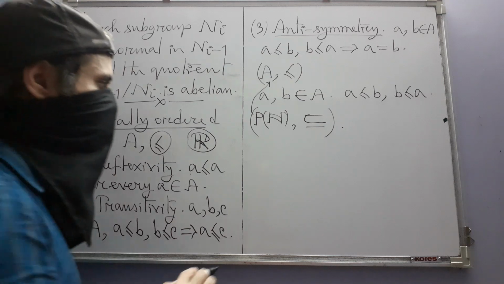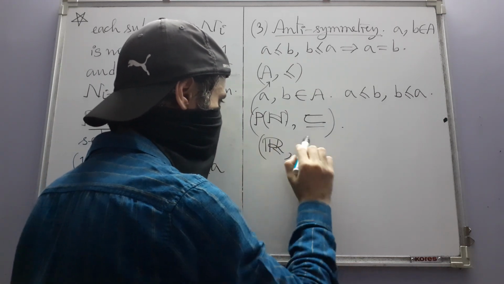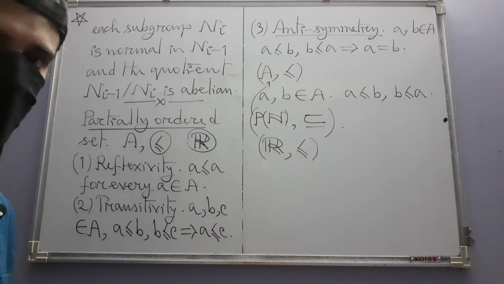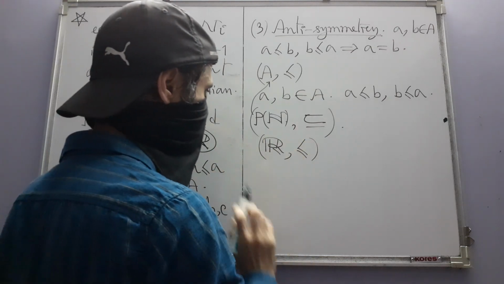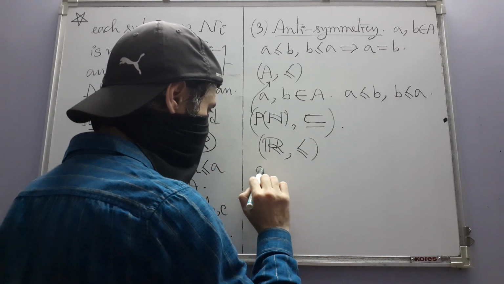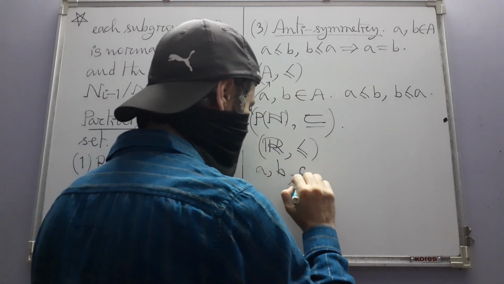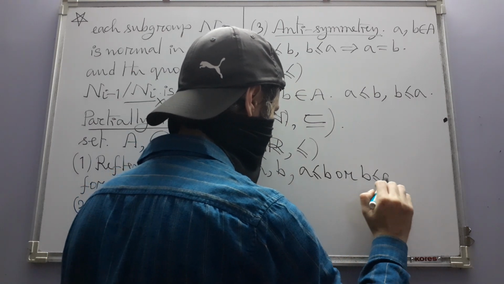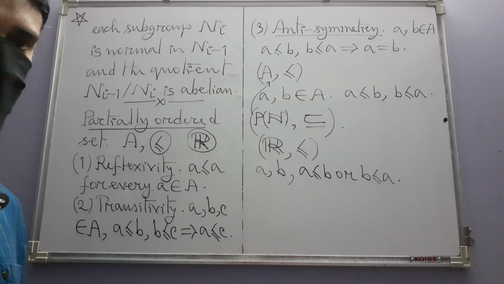In a similar manner, the ordinary set of real numbers along with this ordinary order relation is also a partially ordered set. But the difference between these two is that if you take any two real numbers A and B, either A is less than or equal to B or B is less than or equal to A. That means they are related to each other in one of the two possible ways. However, that is not the case here.